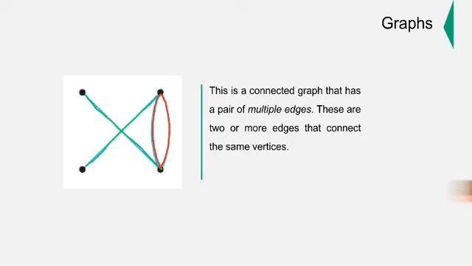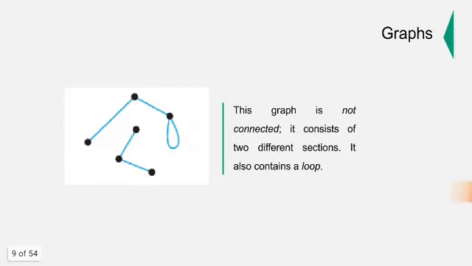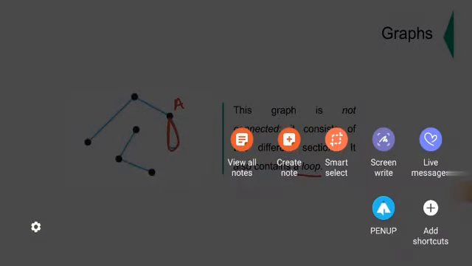Kasi, let's say this is vertex A and vertex B. Both of them are sharing two edges, di ba? So that graph has a multiple edge. Now, this graph is not connected. If you put lines right there, now that will be connected because you can see that there are two different sections, di ba? And then it also contains a loop right here. Loop, isa siyang edge na yung starting and ending position ay on the same vertex. So, di ba? Enters and leaves here.